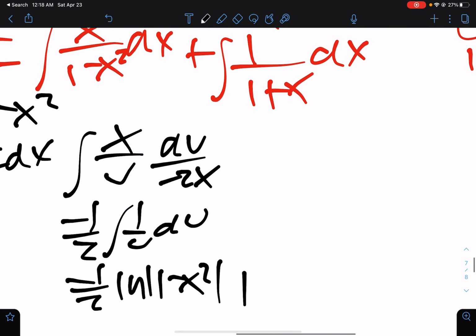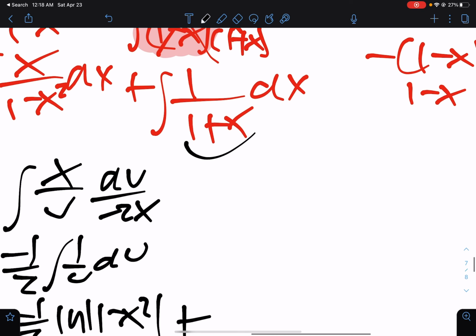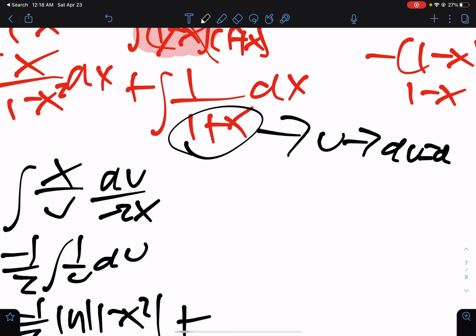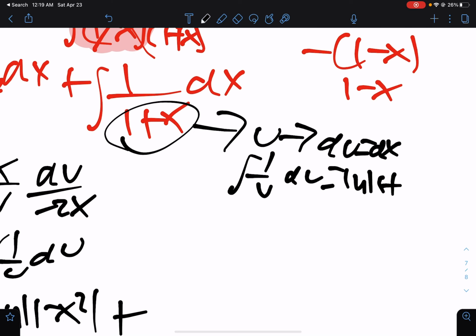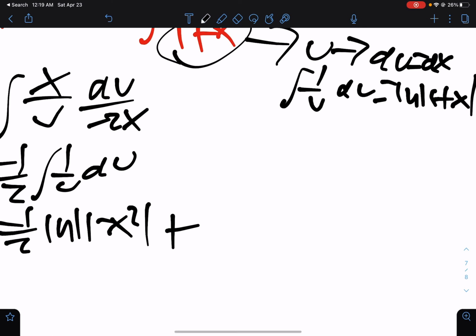Okay, and hopefully this is obvious for all my viewers. You could call this your u, and your du will equal your dx. So you get the integral of 1 over u du, which is the natural log of u, which is 1 plus x. So yeah, that's this integral. It's the natural log of 1 plus x.